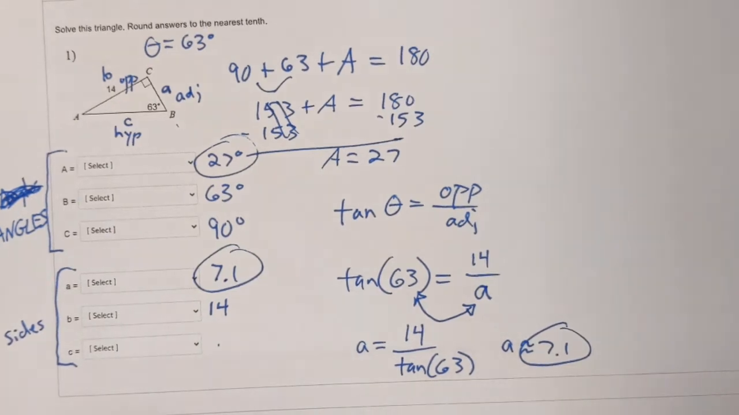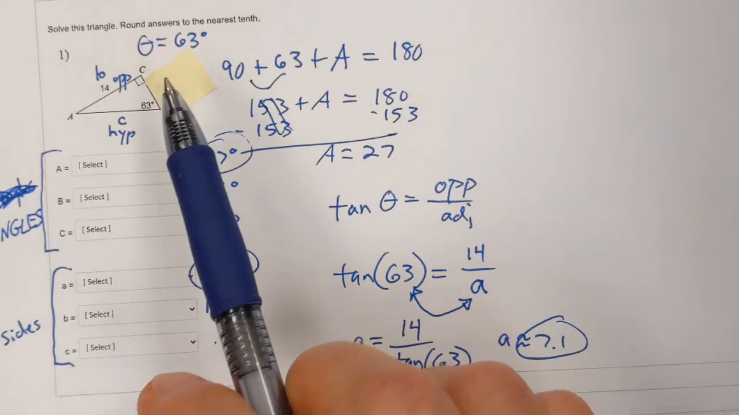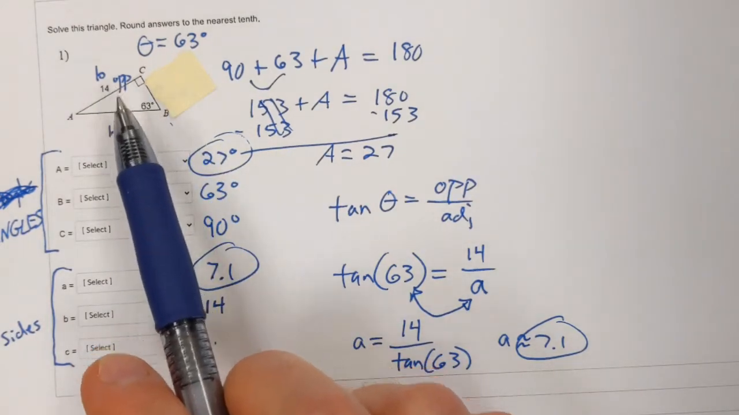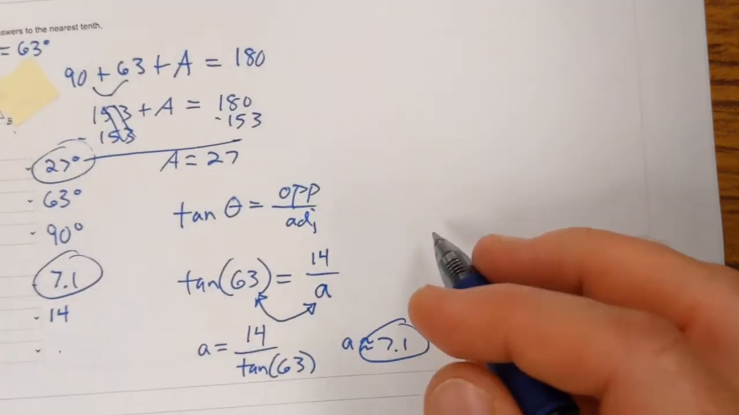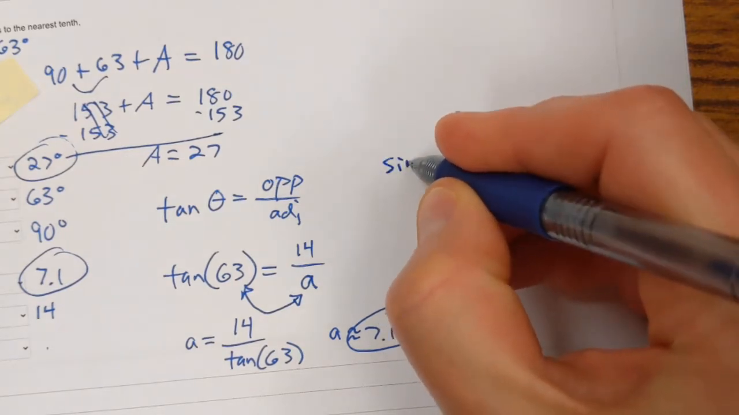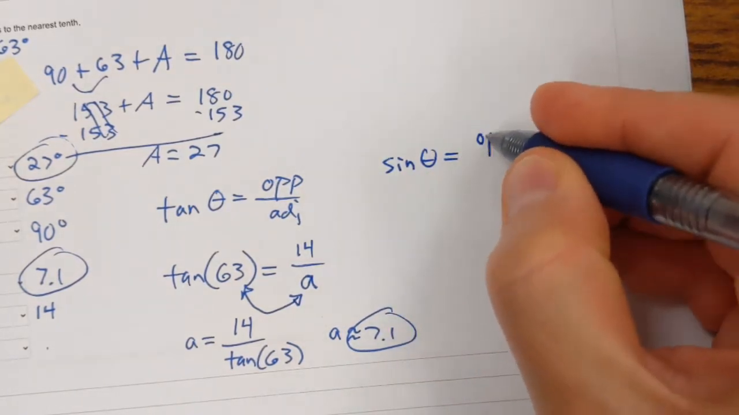My advice instead is, if I'm trying to find c, now I'm going to cover up the a. I'm going to pretend like the a doesn't exist. And that's going to leave me with just my opposite and my hypotenuse. This is a sine problem. Let me write out the formula for sine.